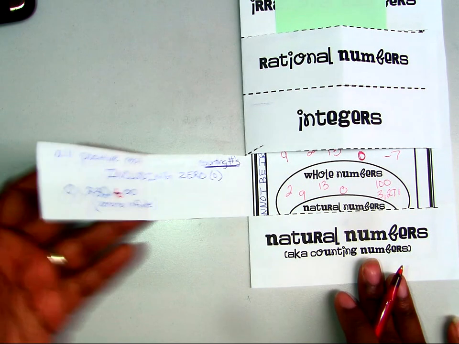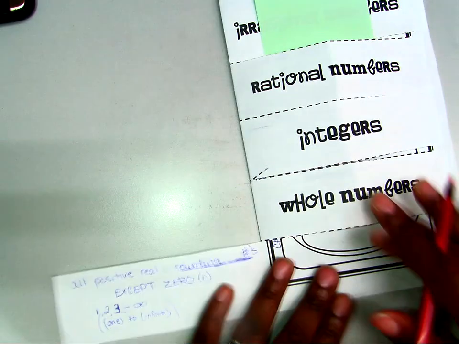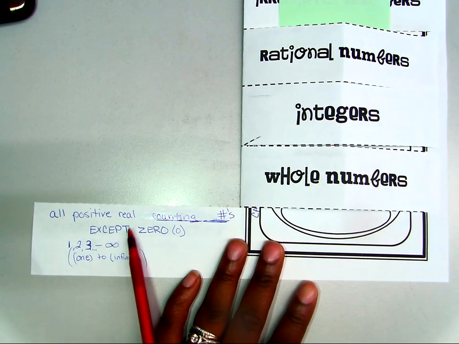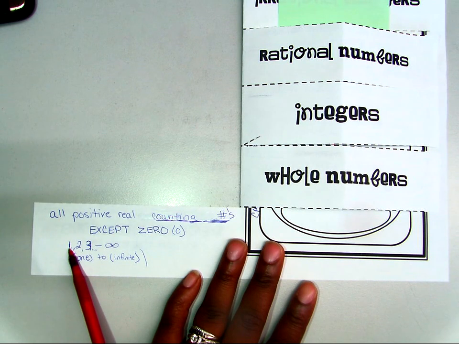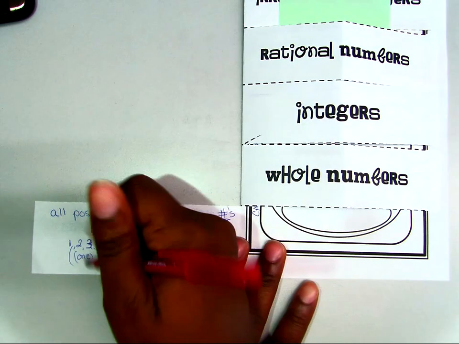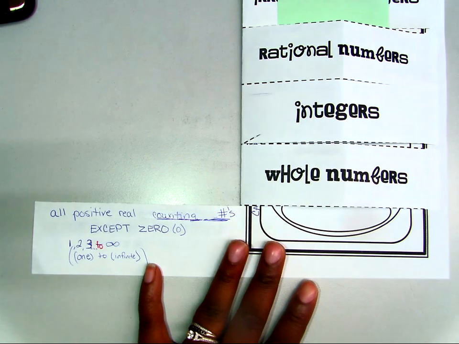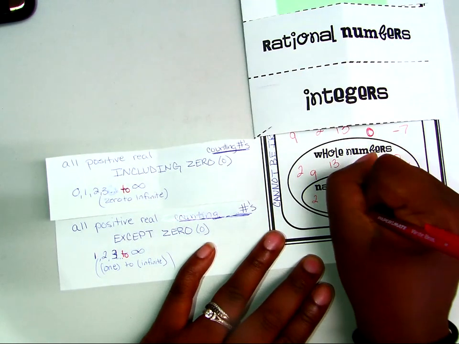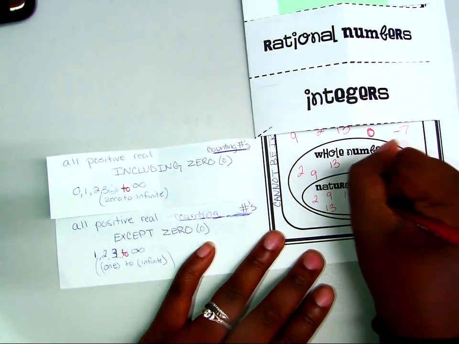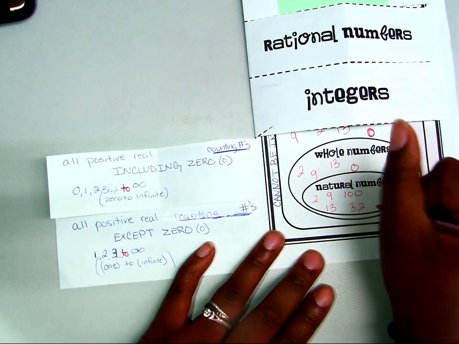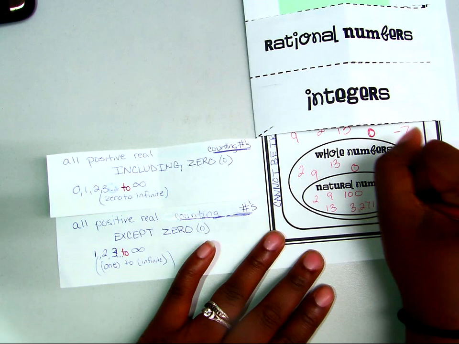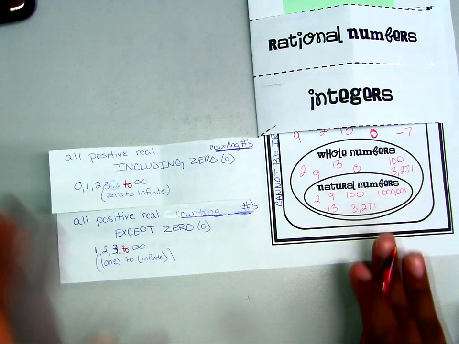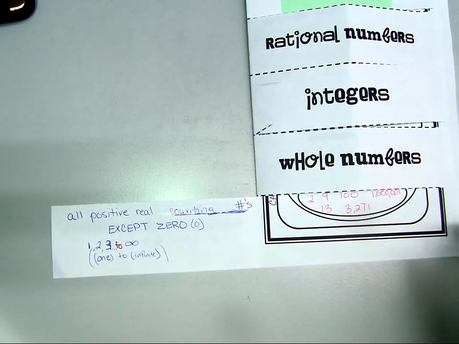Next is natural numbers. All positive counting numbers except 0. So it starts at 1 instead of 0. 1, 2, 3, and it goes all the way to infinity. So I can use those numbers I had before: 2, 9, 13, 100, 3,271, 1,000,001. I can use all of those.